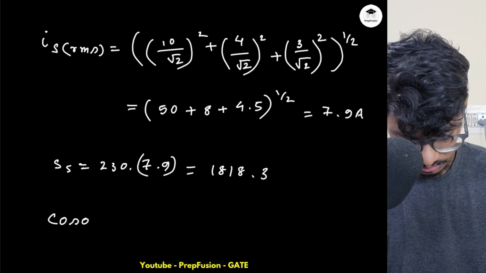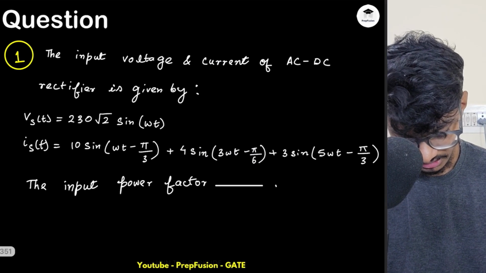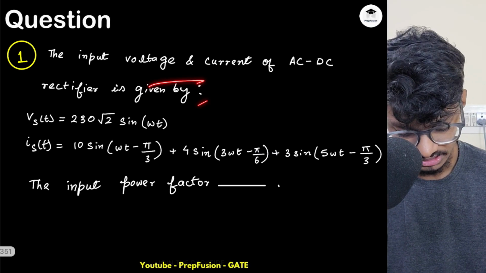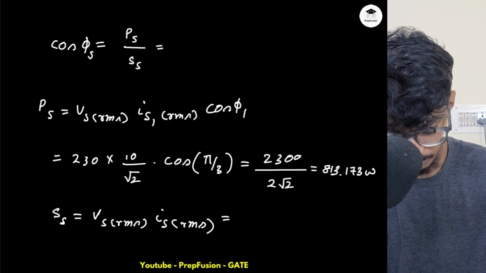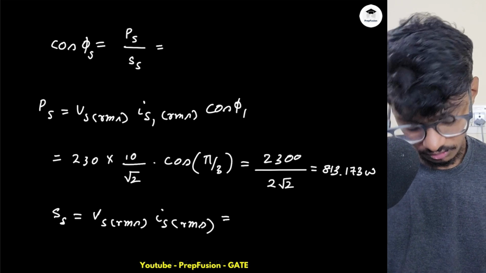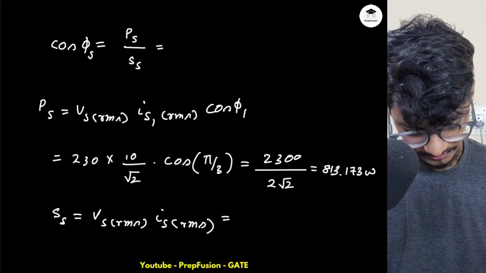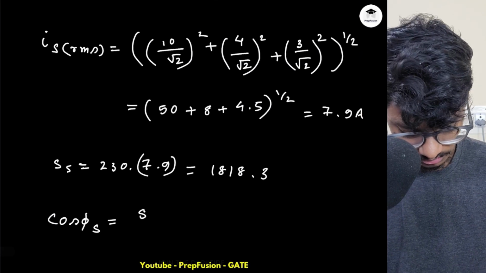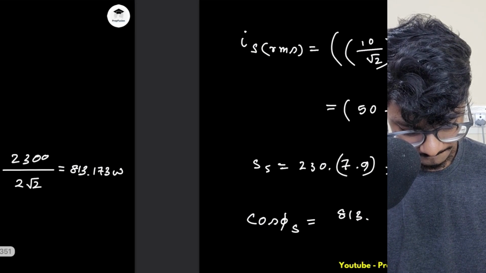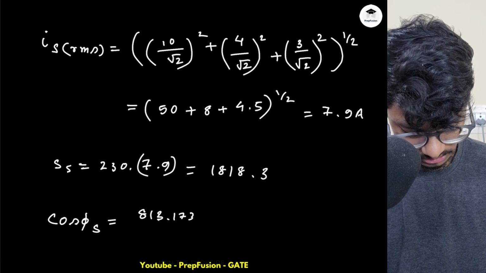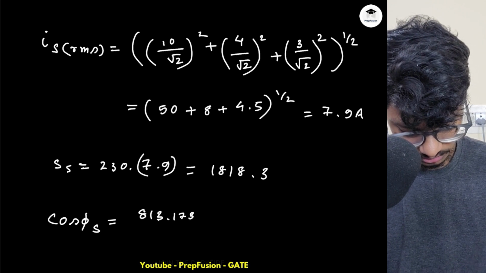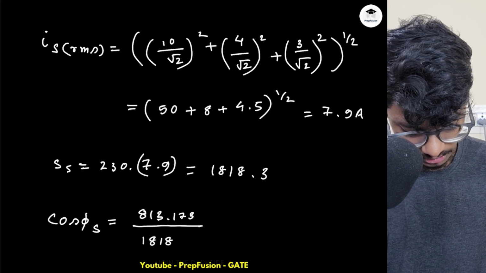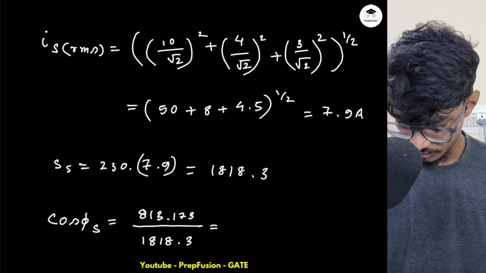Now I can directly compute the power factor. This is the supply power factor. They have specifically told us the input power factor; here input means the supply power factor, that is the power factor of the supply. Because supply voltages and currents are given, my active power 813.173 is divided by the apparent power, that is 1818.3.